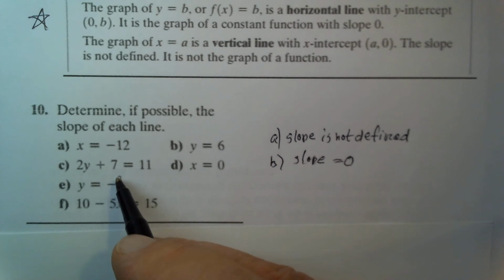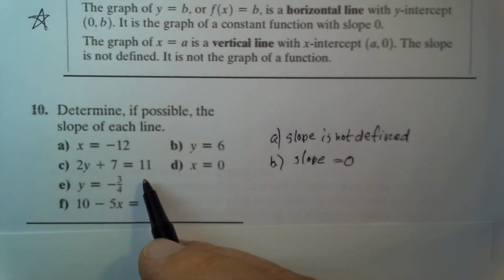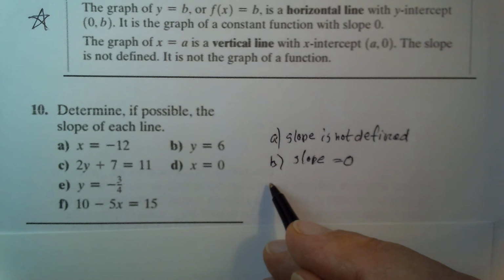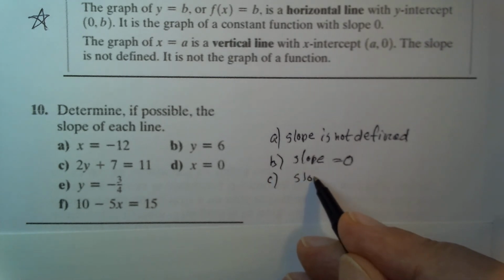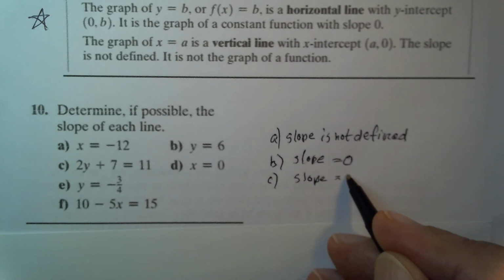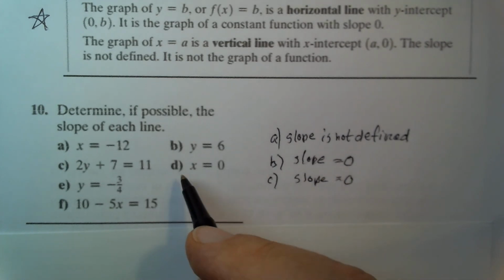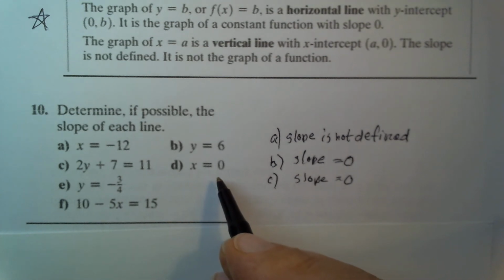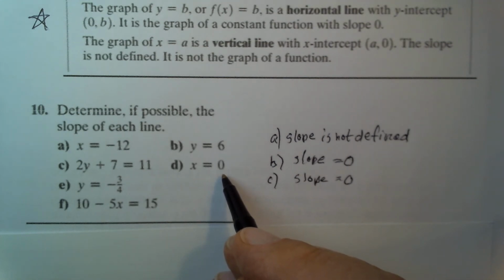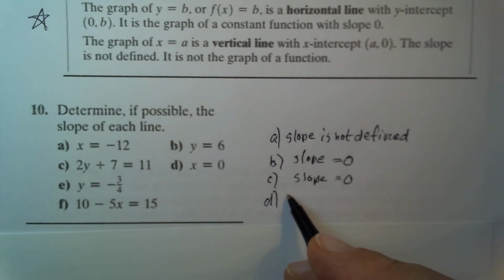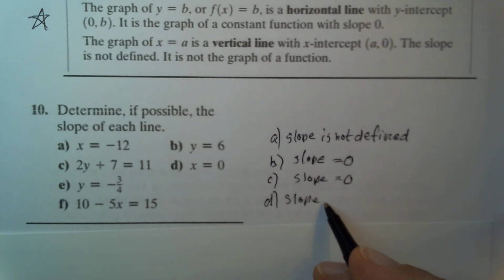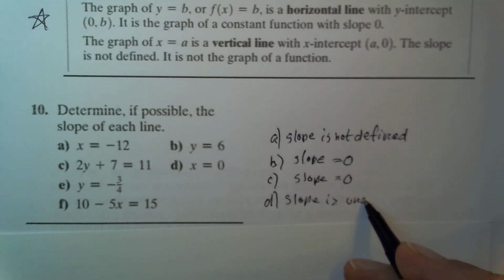And 2y plus 7 equals 11. Again, when we solve that equation, we come up with a number, y equals 2. And we know that that's a horizontal line also. So for c, the slope equals 0 because it's a horizontal line. For D, x equals 0, that's a vertical line. In fact, it is the y-axis, and so we can say that slope is undefined.